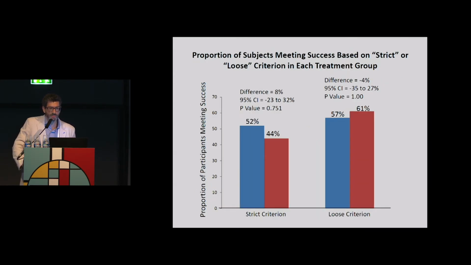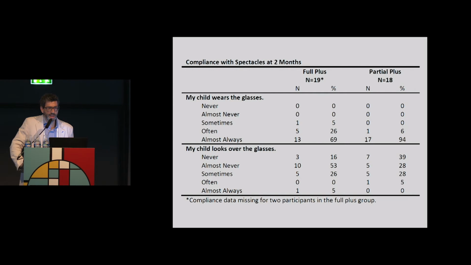So if you define success loosely versus strictly, obviously, with a strict definition we had fewer successes than the loose definition, but most patients responded pretty well, and there was no real big difference in success in either group between the partially and fully treated patients. The compliance with spectacle wear was assessed by the parental questionnaire, and basically most patients were pretty good about wearing their glasses, whether they were in full or partial plus, but not always, and some patients were noted to look over the glasses sometimes or a lot.